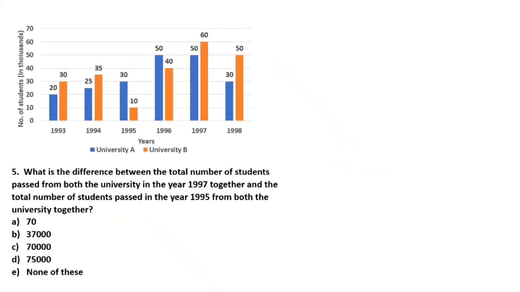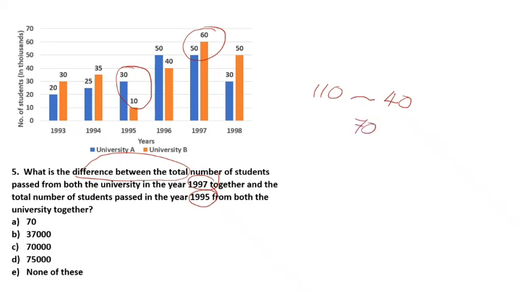What is the difference between the total number of students passed from both the universities in the year 97 together and the total number of students passed in 95 from both the universities together? So in 97, both the universities together, we have how much? These two values: 50 plus 60 is equal to 110. And in 1995, both the universities together, we have these two values, 30 and 10, which is equal to 40. We need to find out the difference. So the difference between 110 and 40 is 70.